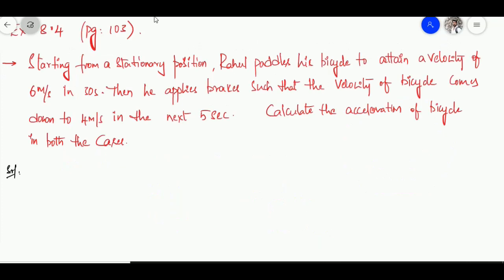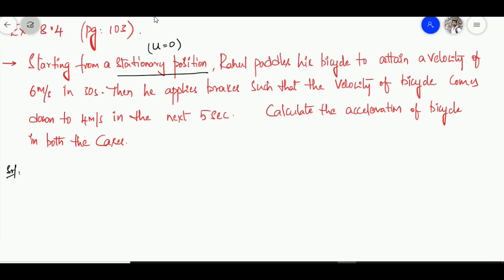So, example 8.4, the fourth example of the chapter. Read the question. Starting from a stationary position. Whenever you have the word stationary, that means the initial velocity is 0. So that's the initial point and he hasn't started his cycle yet. The initial velocity is 0. He has not been moving initially.